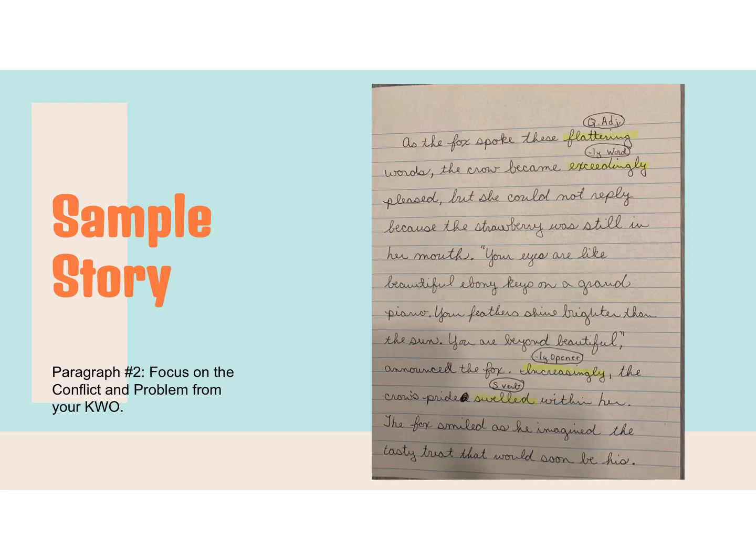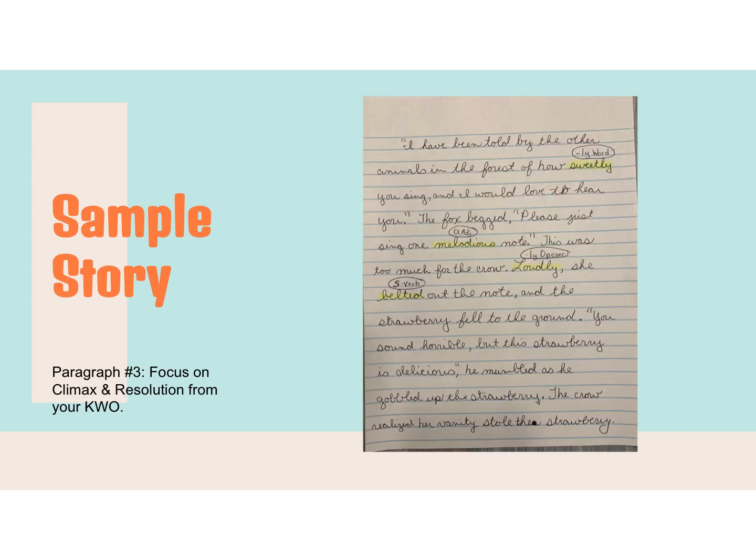Here is a sample of a second paragraph, which will be all about the conflict and the problem. And I've also just gone through and I've labeled what the teacher might be looking for. And the reason we're using these strategies is to help students build their own story using a mentor text like The Fox and the Crow. Here is a sample for the third paragraph in the narrative retelling story, and it focuses on the climax and the resolution from the students' keyword outline.